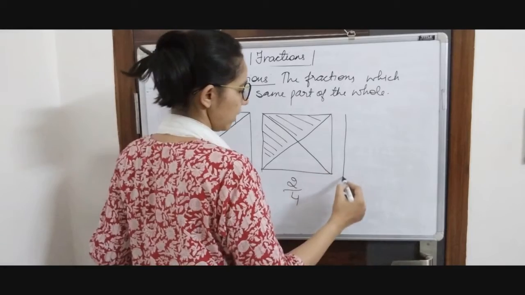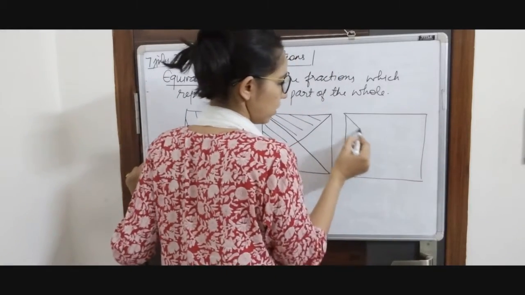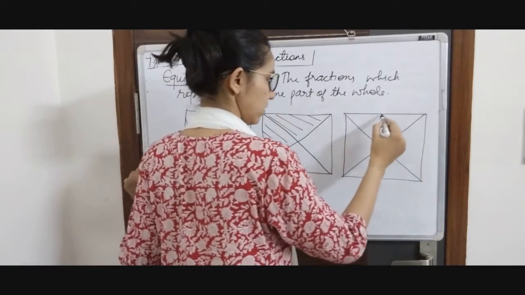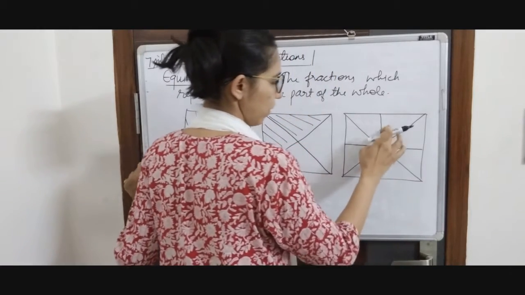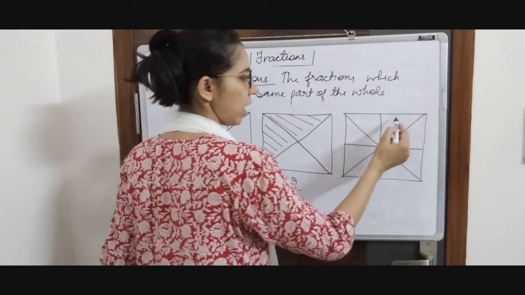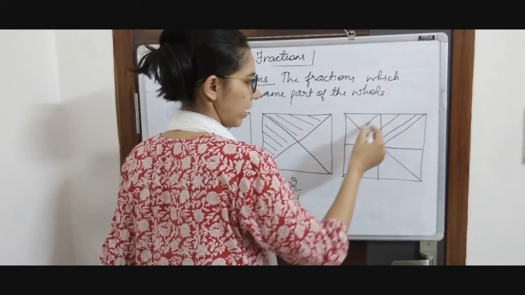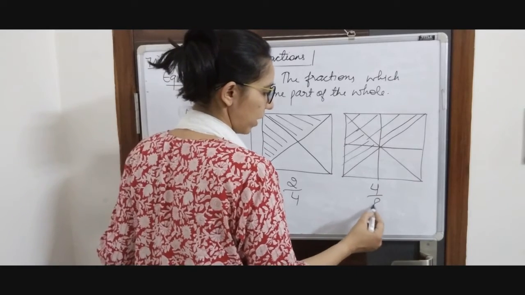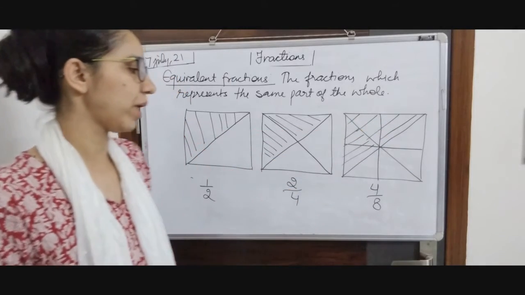And similarly again, if we have another whole, and then how many parts are there? 1, 2, 3, 4, 5, 6, 7, 8. Now if we have 8 parts and I am going to shade 4. Okay, so there are 4 shaded parts out of 8. So this part is going to represent 4 by 8.